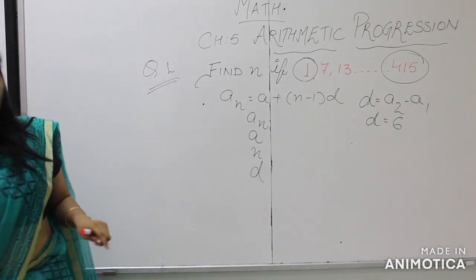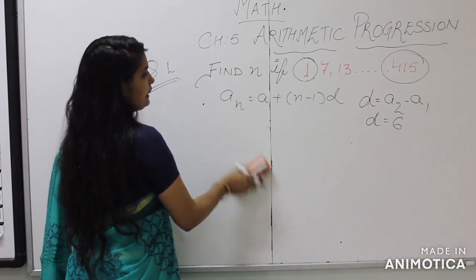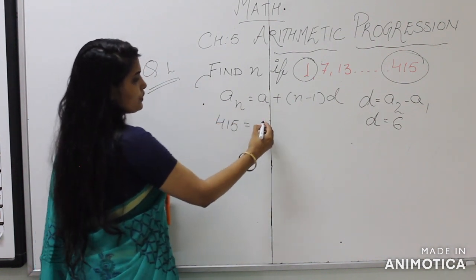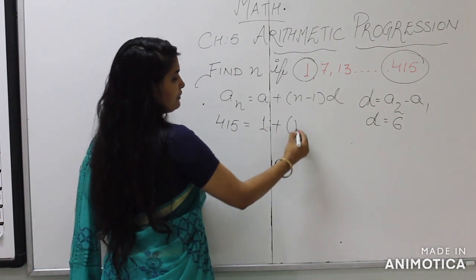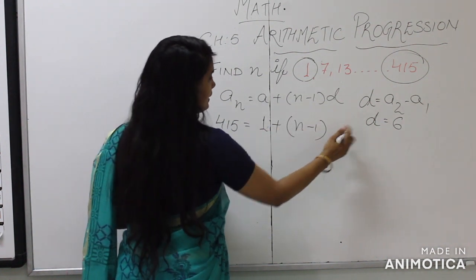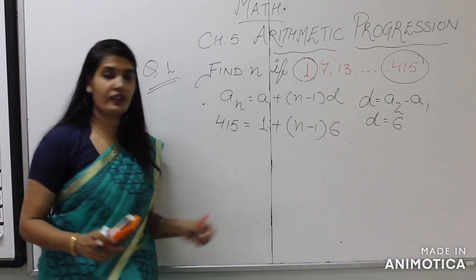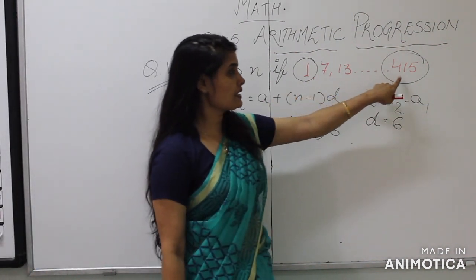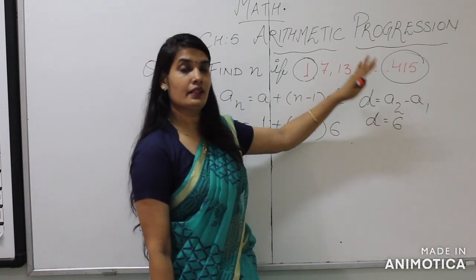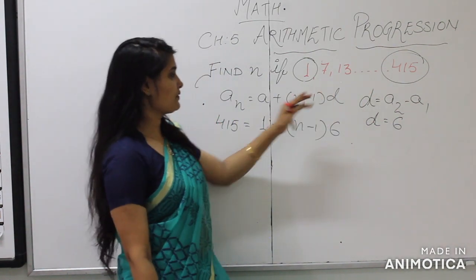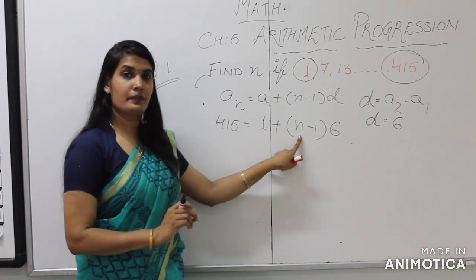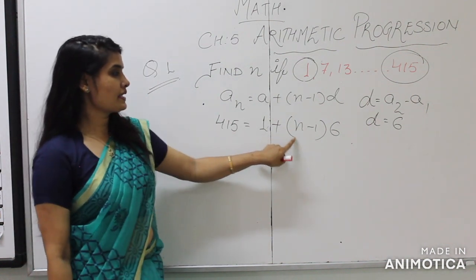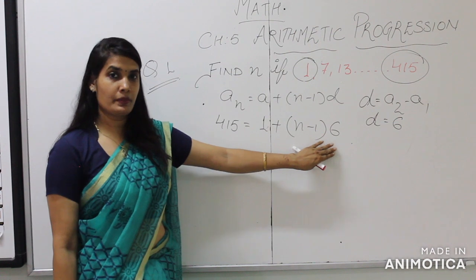Fine. Look here. What is my an? an is 415 equal to a is 1 plus n, which we have to find, and d is 6. What we have to find actually is which number term of this series 415 is. That means we have to find the n-th term number in the series. Got it? So 415 equal to 1 plus (n minus 1) multiplied by 6.